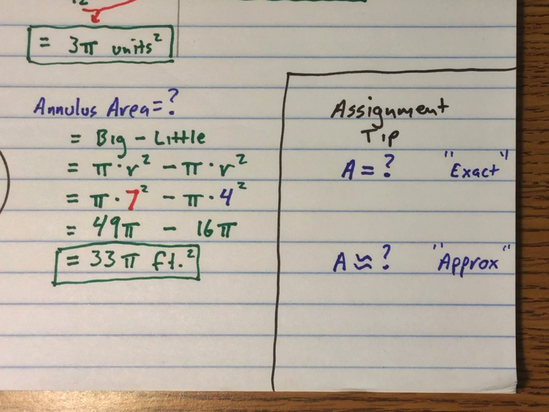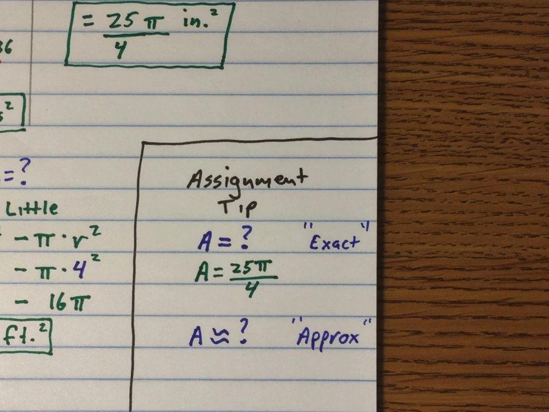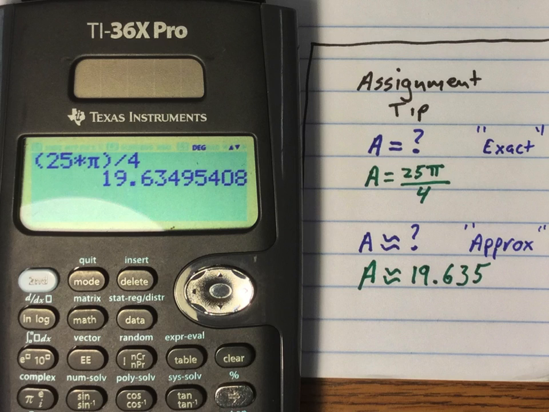And then finally, as an assignment tip, if you're asked for an equal sign, that suggests an exact answer. And so your answer will have a pi in it. So for example, 25 pi divided by 4 is an exact answer. If instead you see the squiggle equals sign, that means is approximately equal to, and that means you should grab your calculator and type in 25 pi divided by 4, and that'll get you the approximate value of 19.635.